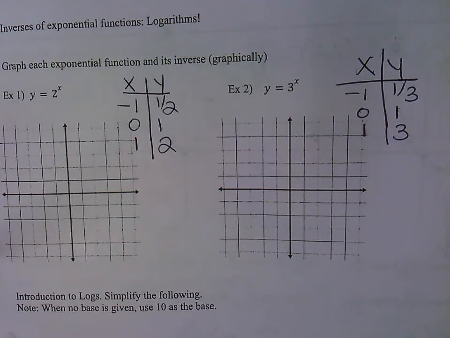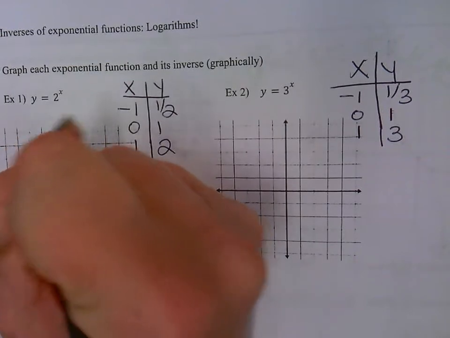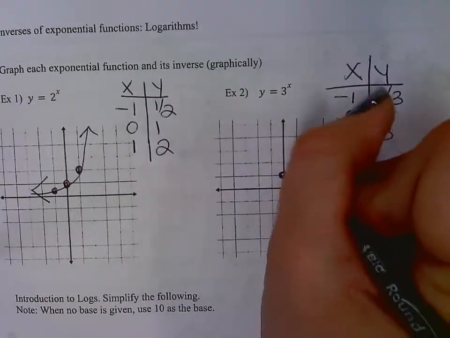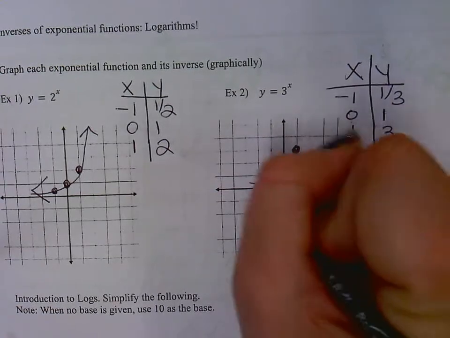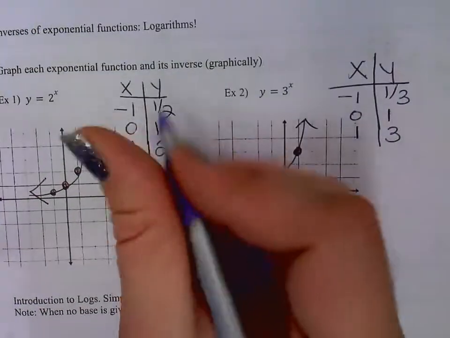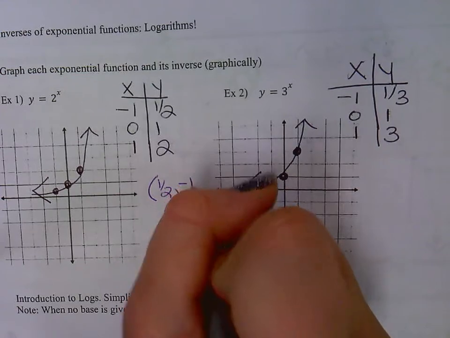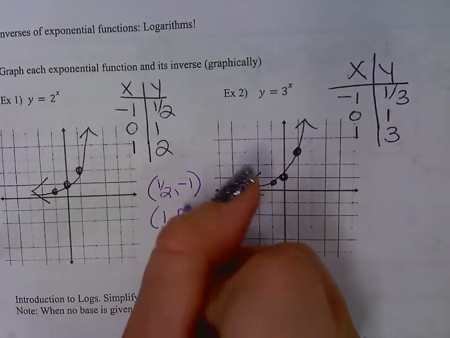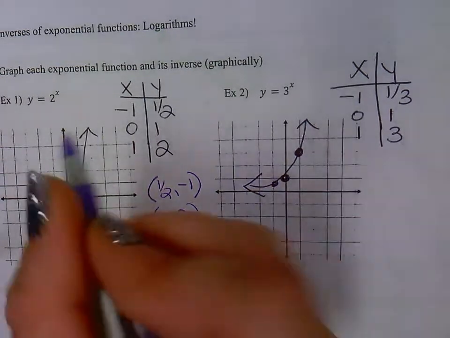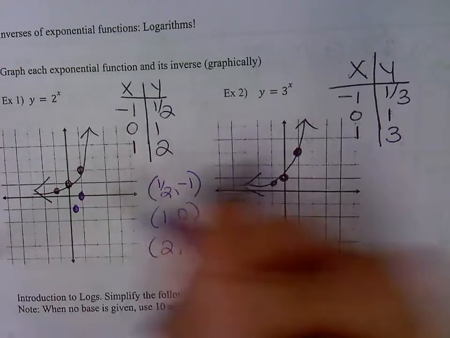So that was kind of the first part you had to master for your quiz on Friday. It was just like, hey, that's what an exponential graph looks like. 0, 1, this one goes to 1, 3, and then this is at 1/3. So what would the inverse of these functions look like? So my 3 points are going to be 1/2 comma -1, 1 comma 0, and 2 comma 1. I'm going to draw this one in purple.